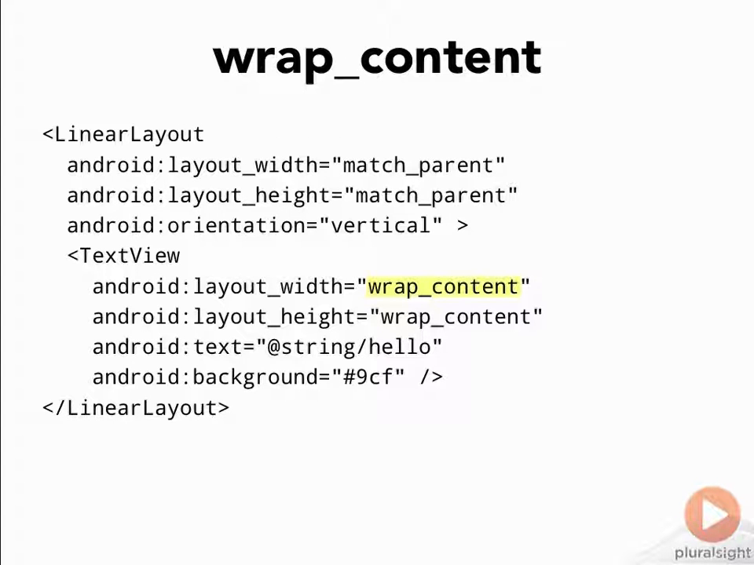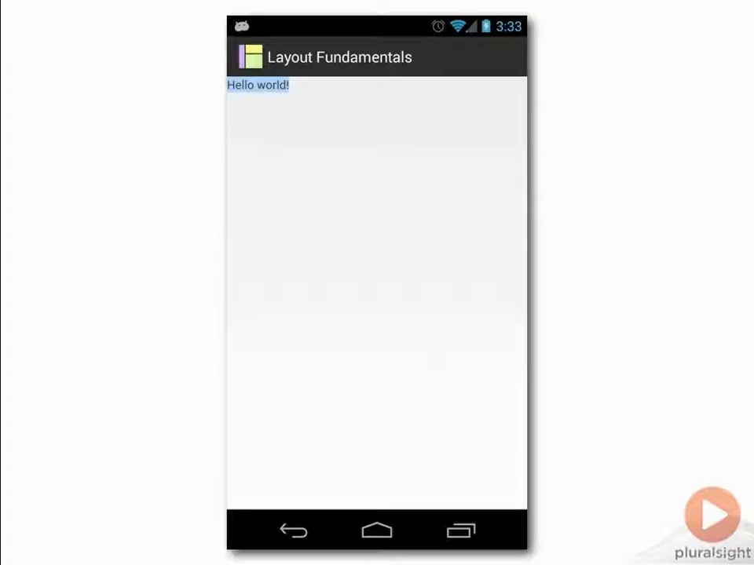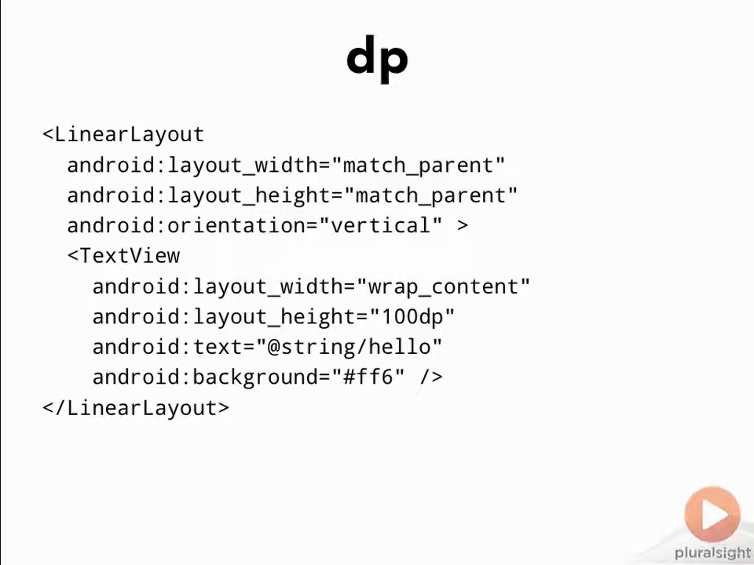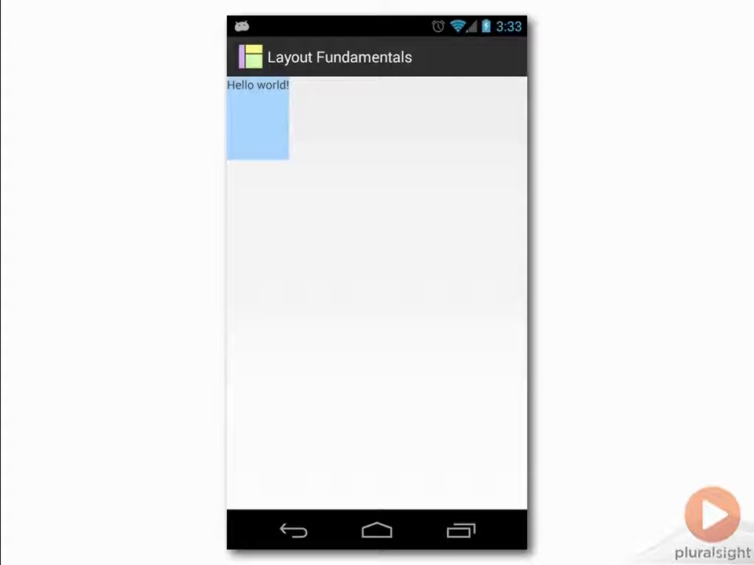How about we also change the width to be wrap content? How would it look? This is how it looks. With wrap content on both the width and the height, the text view only takes as much space as it needs. Besides match parent and wrap content, you can also give Android a specific size. Here, I have changed the height to be 100 dp, and this is how it looks.